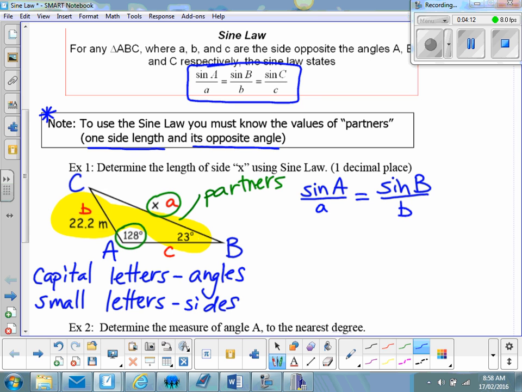And then I'm going to substitute in what I know. So I know angle A. So angle A is 128 degrees. Side A is where the x is, so I'll put an x there. Angle B is 23 degrees. So I'll put that there. And side B is 22.2.